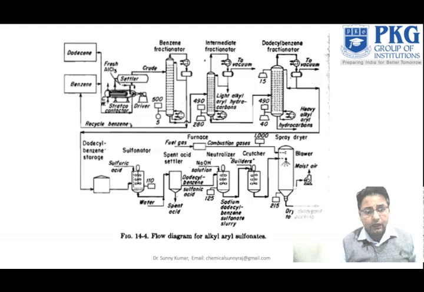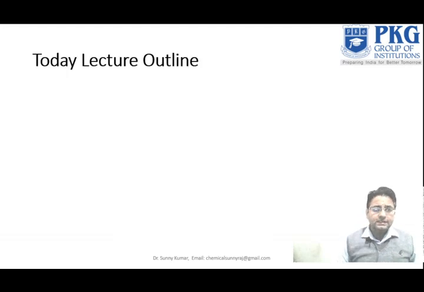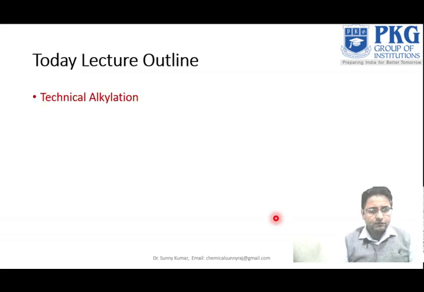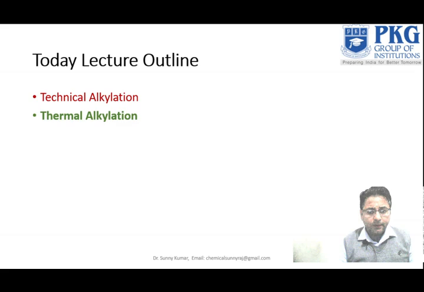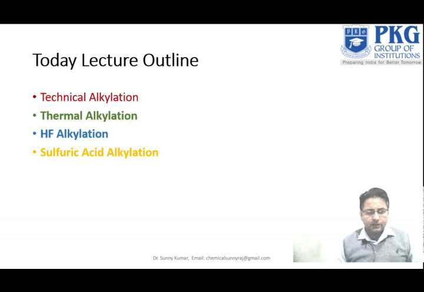Now we will discuss what we will cover today. The first one is technical alkylation. Two parts we have already discussed, and alkyl aryl sulfonates we have prepared. Now we will read thermal alkylation, HF alkylation, and sulfuric acid alkylation. So these three we will read today in technical alkylation.